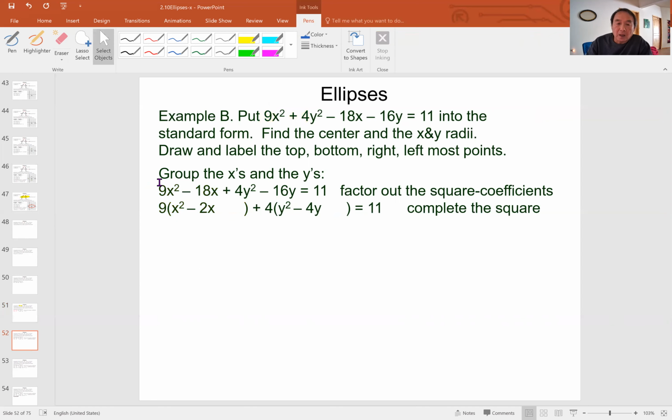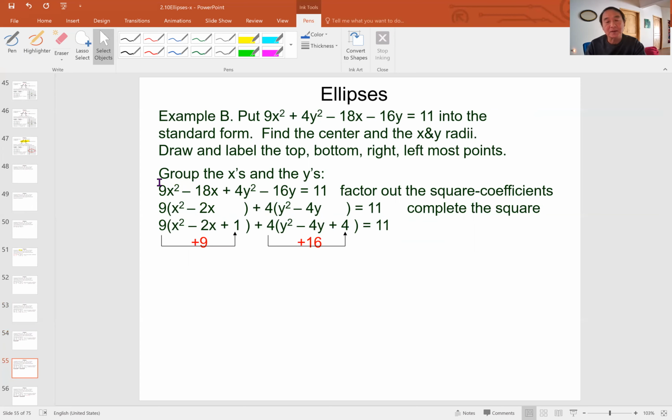Then we complete the square. Notice, to complete the square for the x, we add a 1 in the parentheses. For the y, we add a 4 in the parentheses. But the parenthesis is multiplied by 9 for the x. So in reality, we added 9. Altogether, we didn't just add 1. Over here it looks like 1 inside, but altogether with the 9 outside the parentheses, we add a 9. In other words, on the other side we compensate by 9, and likewise 16.